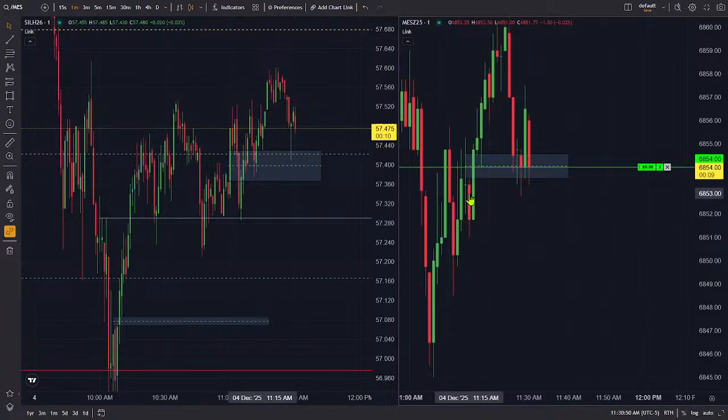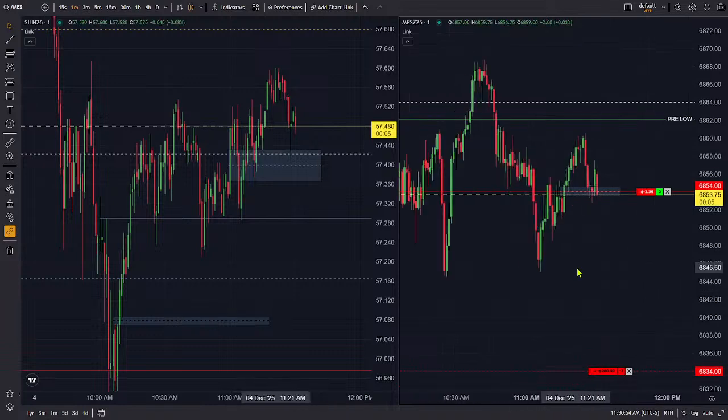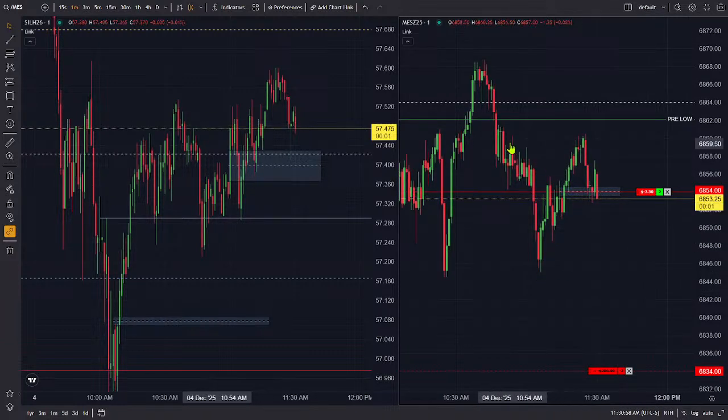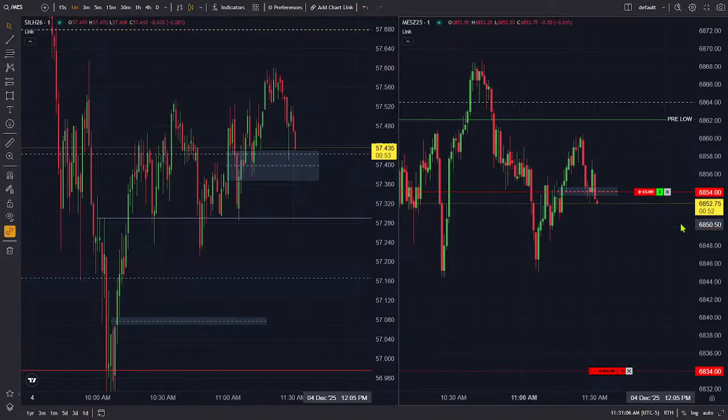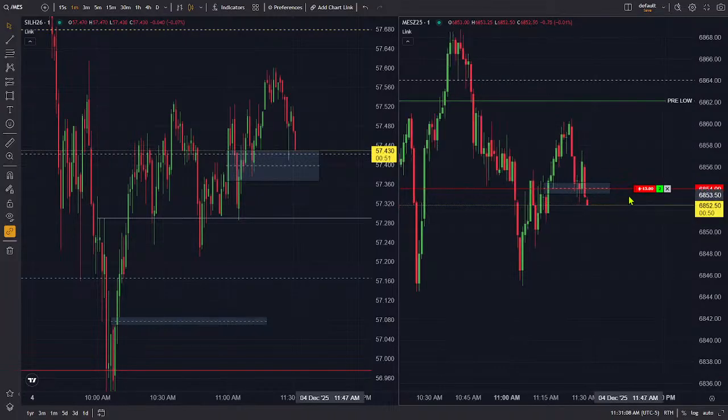No other fair value gaps to work off of in a 1 minute chart. But we do have higher low, higher low, higher low. Liquidity's been left above. So unless we're just having directional day to the downside, this should work out. We're already below that fair value gap now, and that was my point of contention. So I'm just going to take this off.